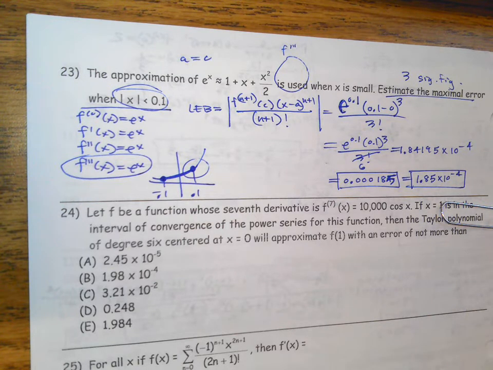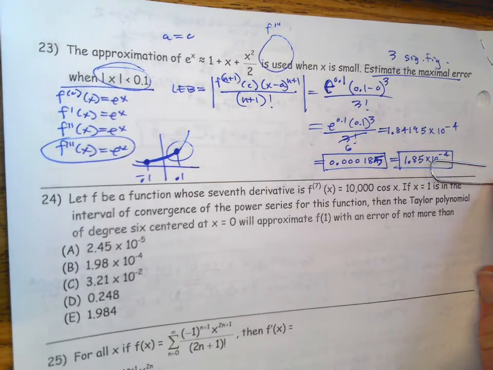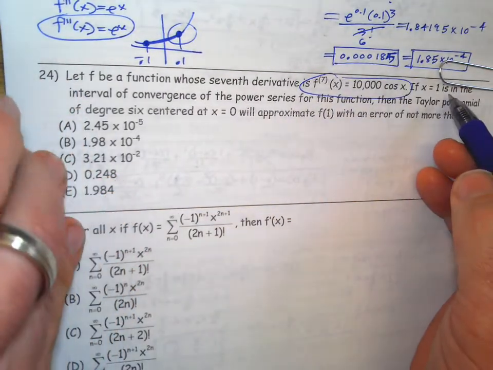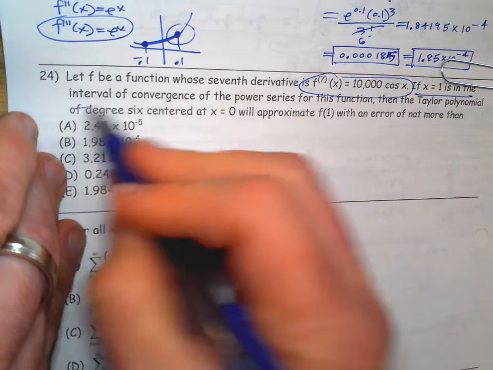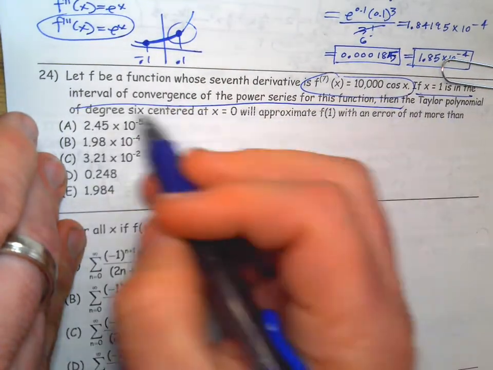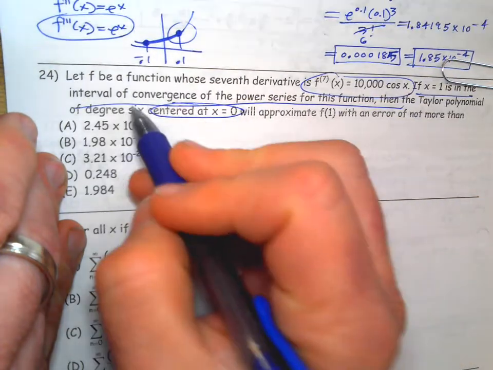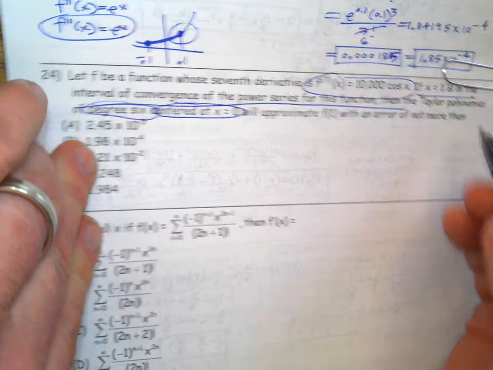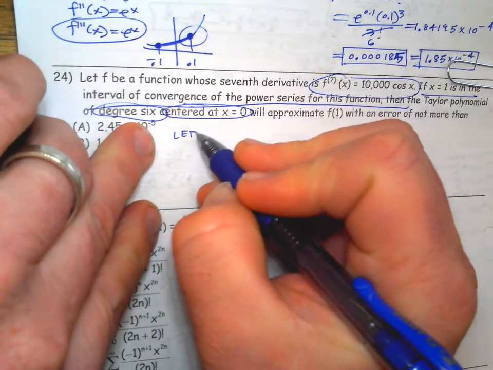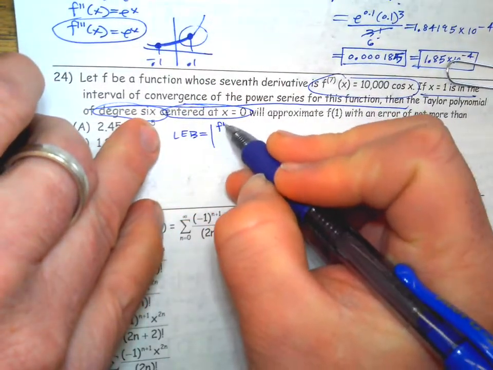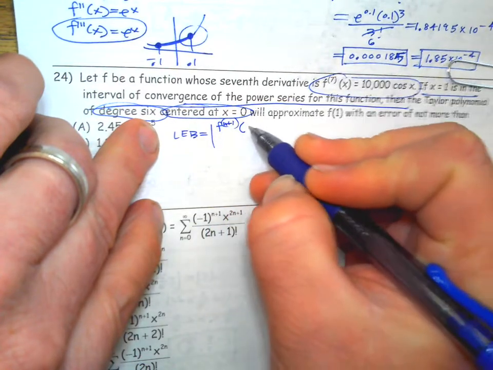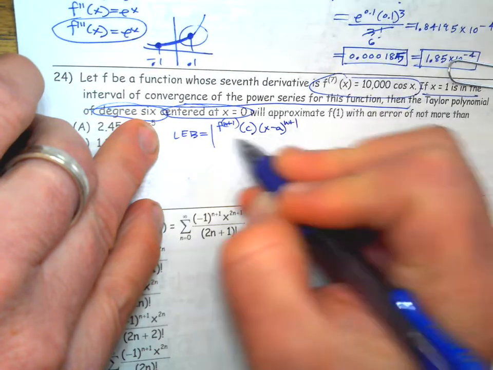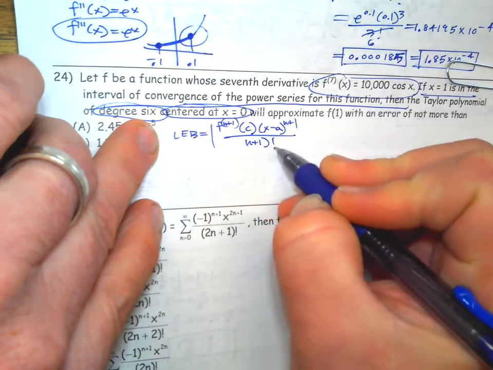Okay. Next one. Let f be a function whose seventh derivative, they're giving you the seventh derivative. If x equals 1 is in the interval of convergence for a power series, then the Taylor polynomial degree 6 centered at x equals 0 will approximate f of 1 with an error not more than what? So this is Lagrange error bound. We need the n plus 1 derivative at some value c, worst case scenario, times x minus a to the n plus 1 power over n plus 1 factorial, need parentheses.